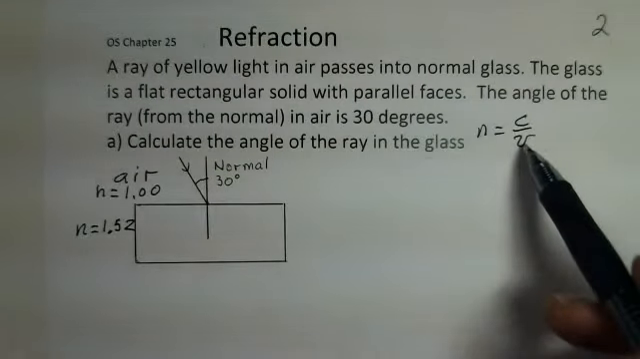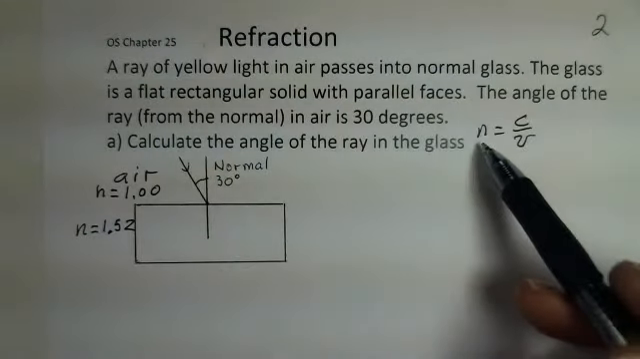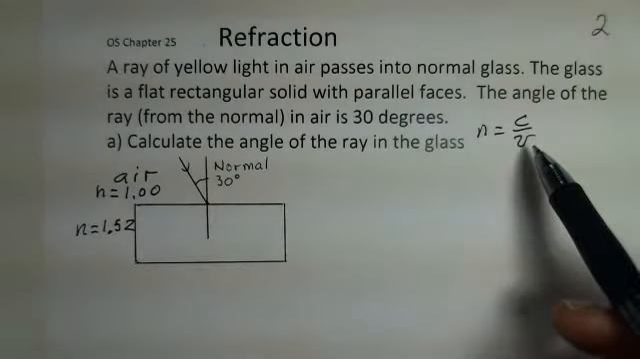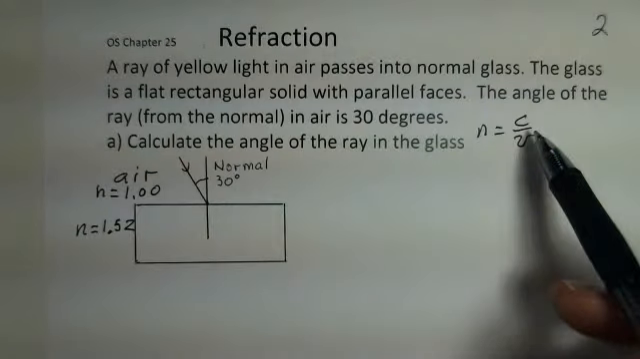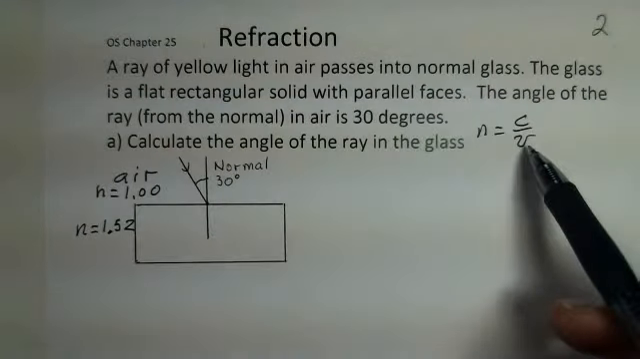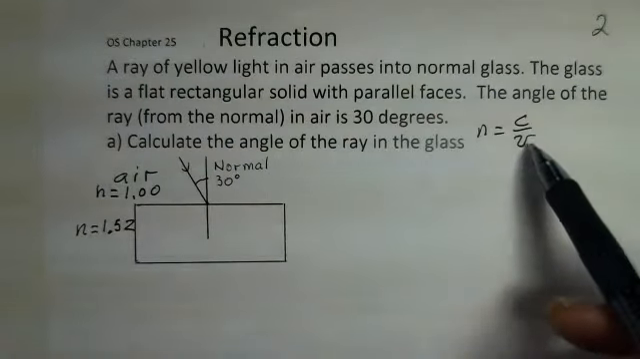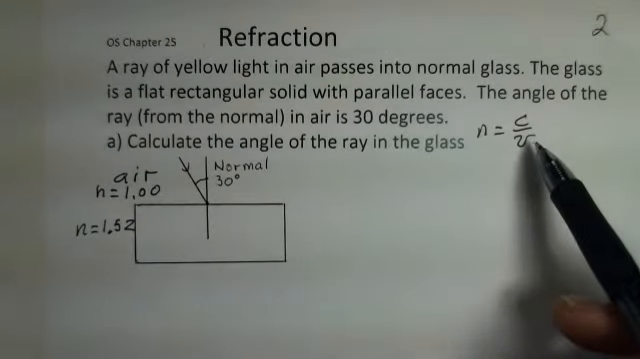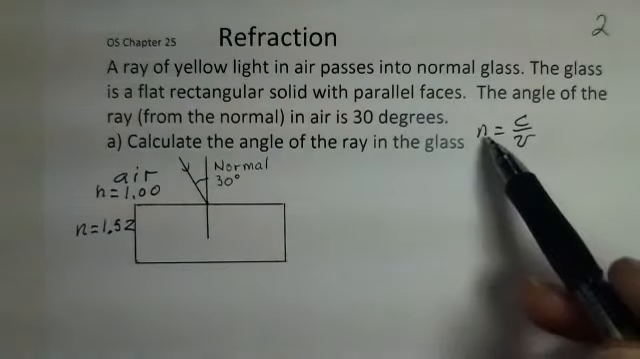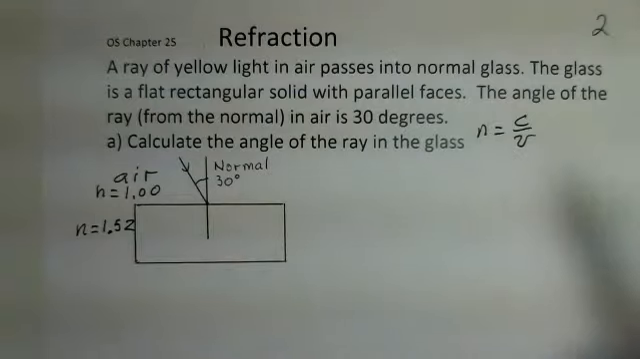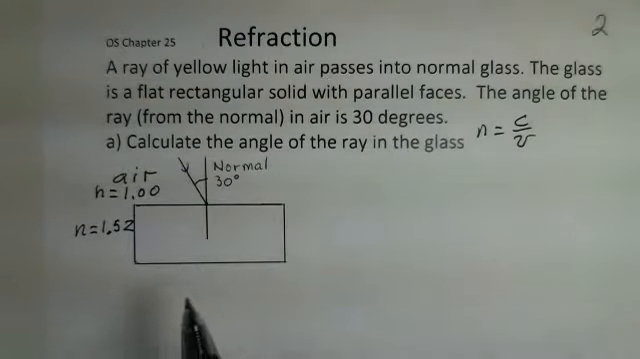But as the speed decreases in the medium, the index of refraction gets greater. The index of refraction is inversely proportional to the speed of light in the medium. So as v gets smaller and smaller and smaller, the value of n gets larger and larger and larger. Okay, back to this problem.